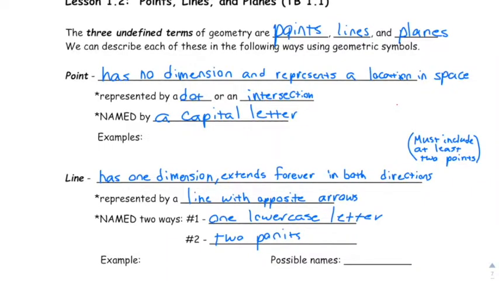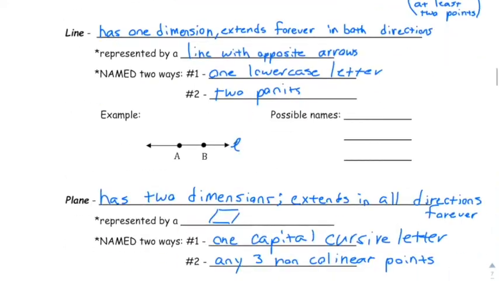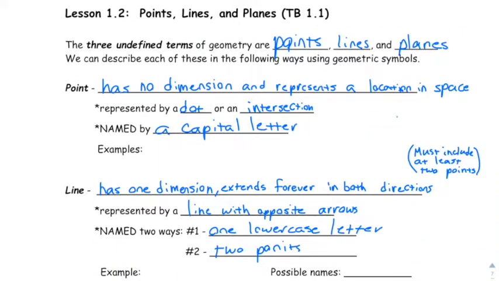All right, we got points, lines, and planes today. And just to kind of speed things up, I pre-wrote a bunch of stuff here, so you didn't have to listen to me write it all. So, in geometry, there are three undefined terms. We call them points, lines, and planes. We can describe each of these in the following ways using geometric symbols.